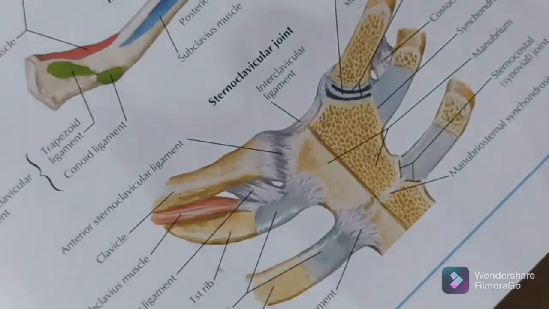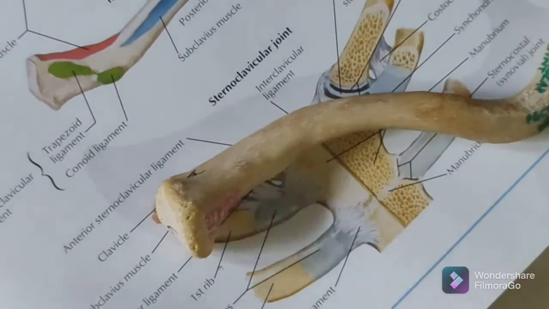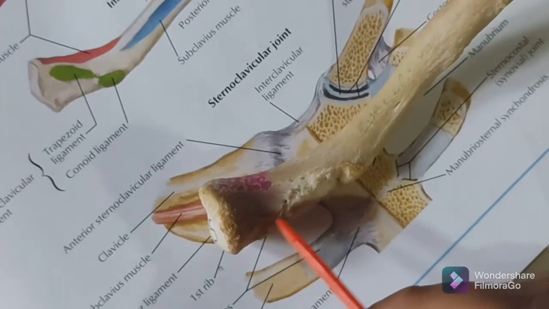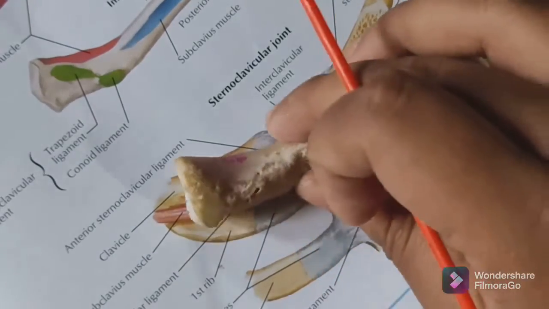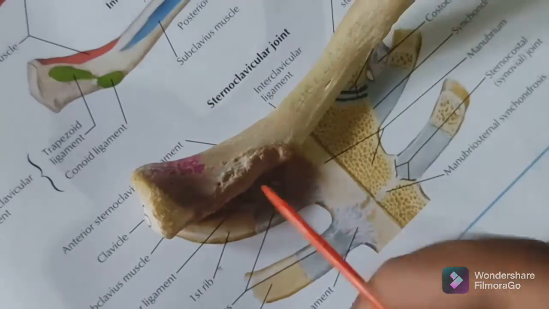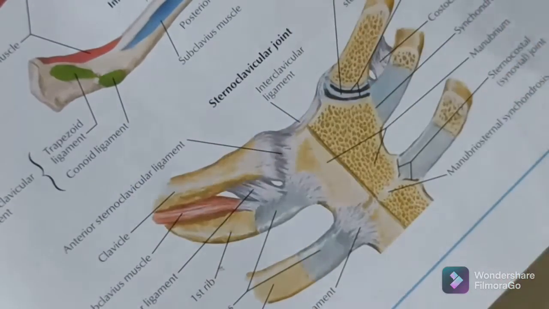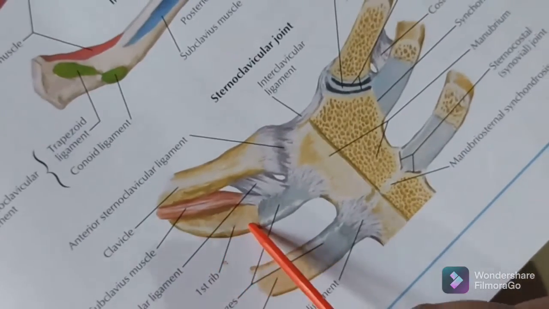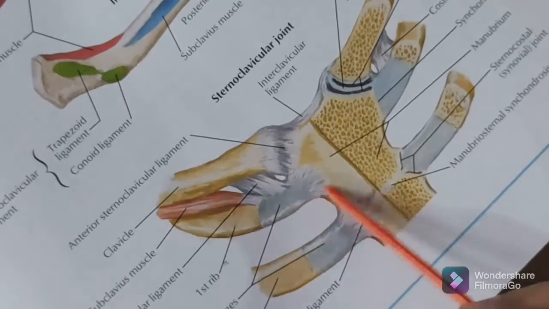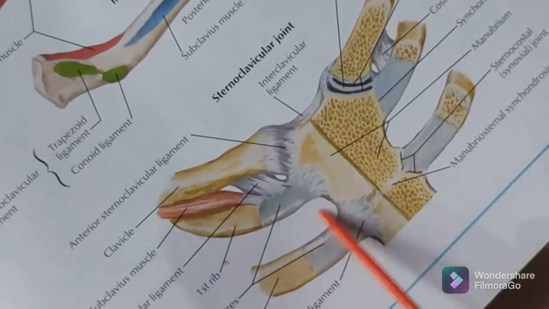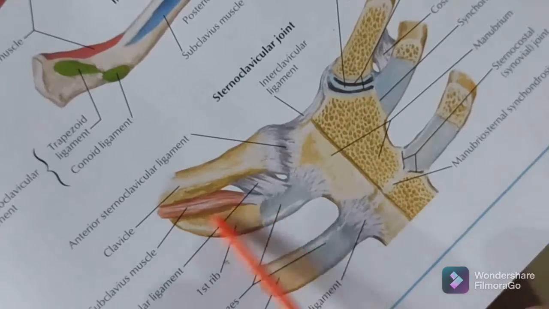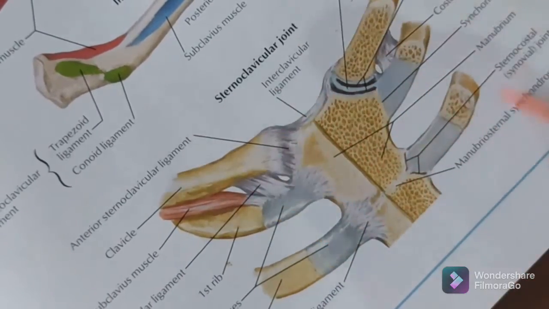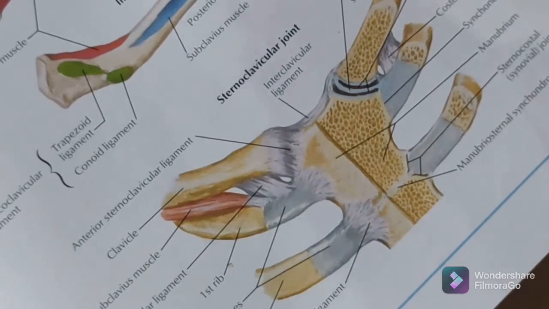I hope you remember where the costoclavicular ligament was present. See, this was the clavicle, in the inferior surface. This was the site for attachment of the costoclavicular ligament. And this is the first rib, and these are the costal cartilages, so it helps in the articulation of the ribs with the manubrium of sternum. So this was pretty much all about the clavicle.